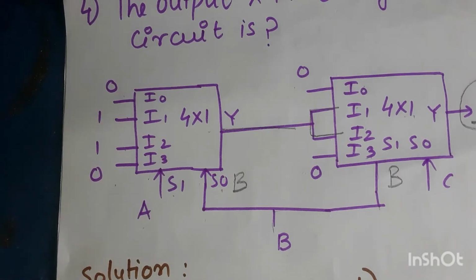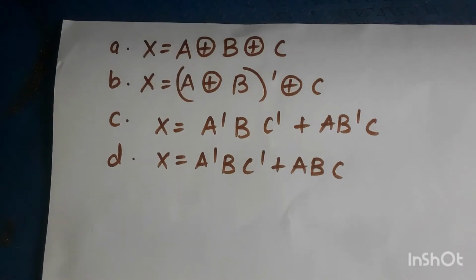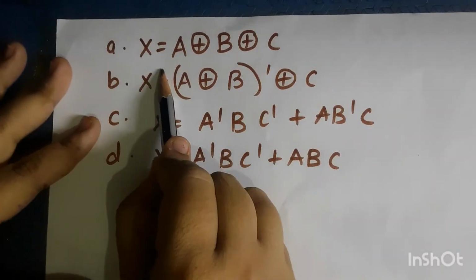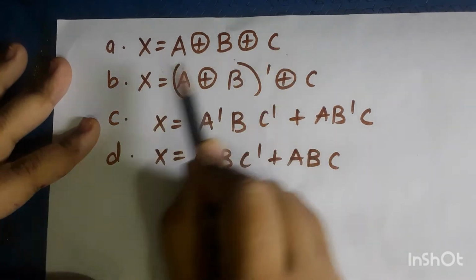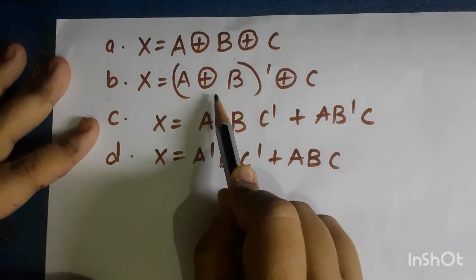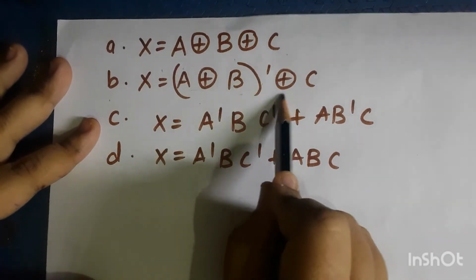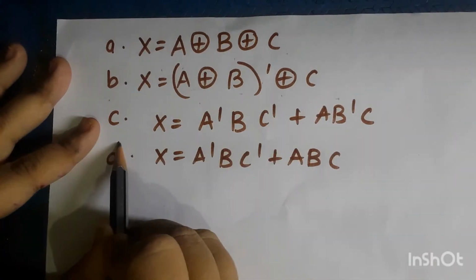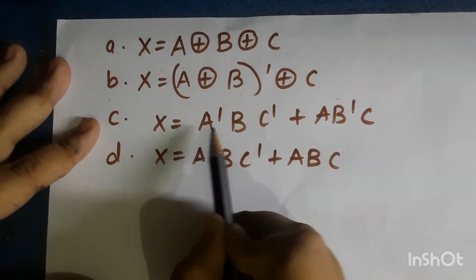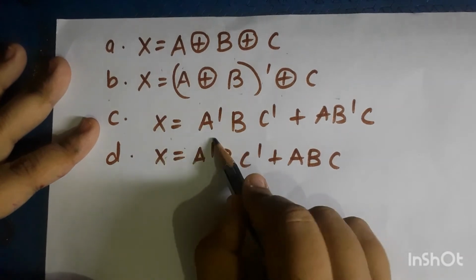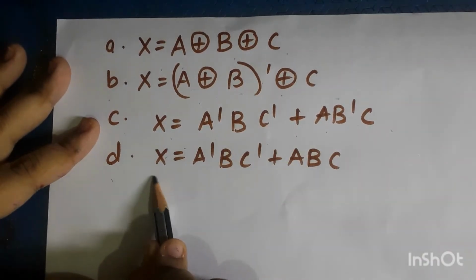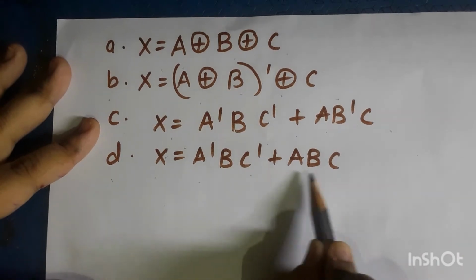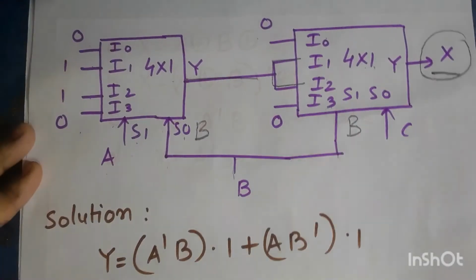Now we will see the options of this question. A: X is equal to A exclusive or B exclusive or C. B: X is equal to (A exclusive or B) whole dash exclusive or C. C: X is equal to A dash B C dash plus A B dash C. And D: X is equal to A dash B C dash plus A B C. Now let's see the solution.